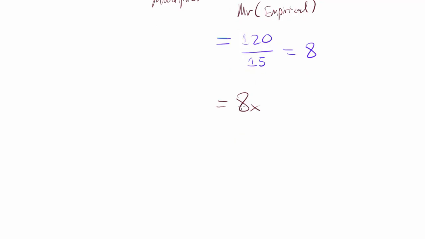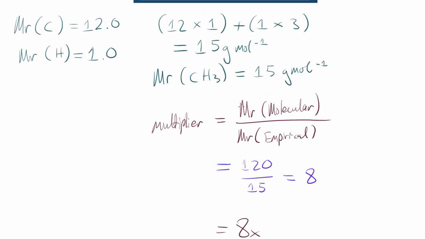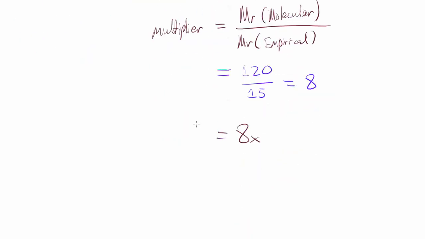Now applying this multiplier that we've determined to the empirical formula, let's start with the carbon. For carbon, we started with a 1. We've not got a written 1 there, but we know that the carbon is just a C with nothing next to it, so the coefficient is 1, it's implied. So 1 multiplied by 8 is equal to 8. Therefore, for carbon it's going to be C8 in the molecular formula.